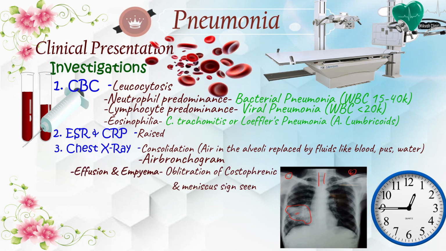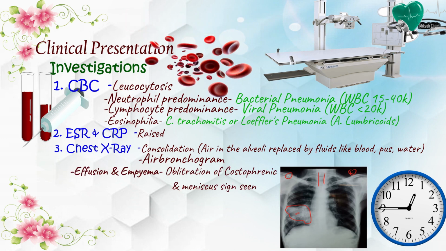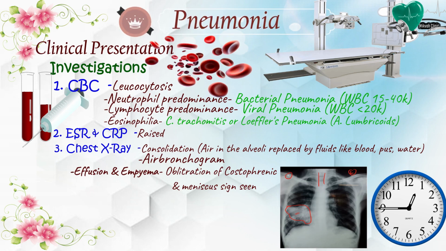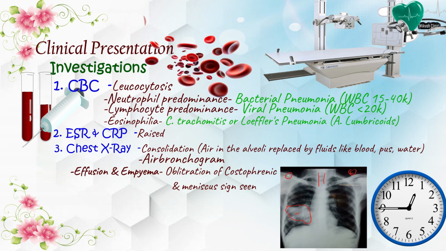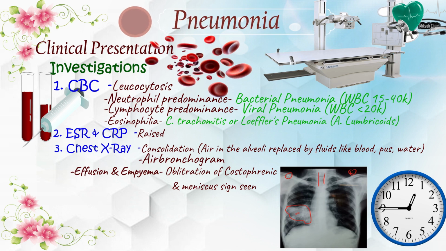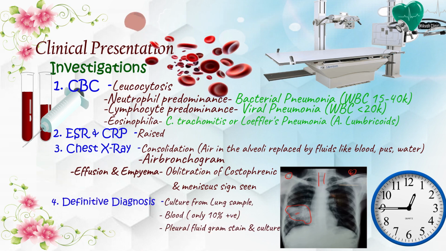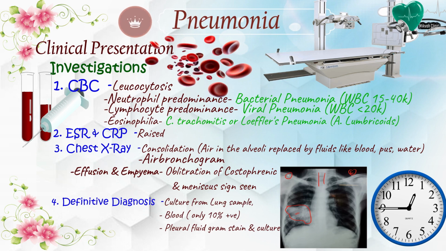In case of complications, empyema, parapneumonic effusion, we get the presence of meniscus line or obliteration of the costophrenic angle, suggestive of the presence of fluid or empyema within the pleural space. So complications can be assessed or diagnosed using chest X-ray findings. So these are the investigations that we do.